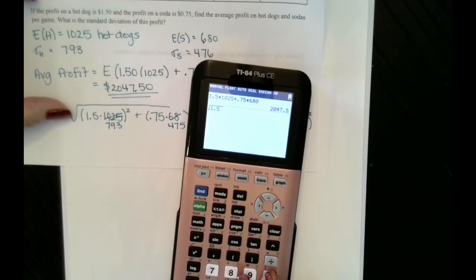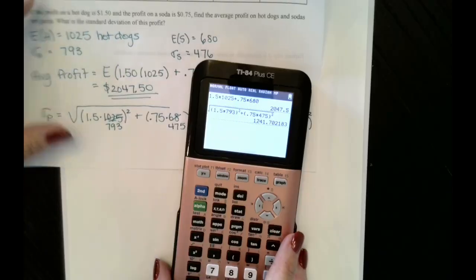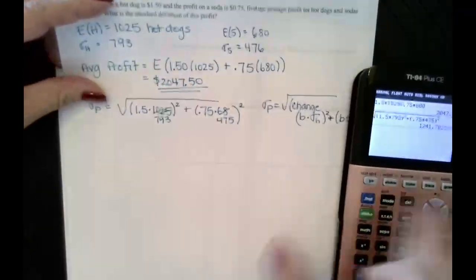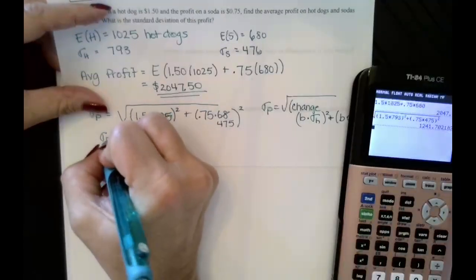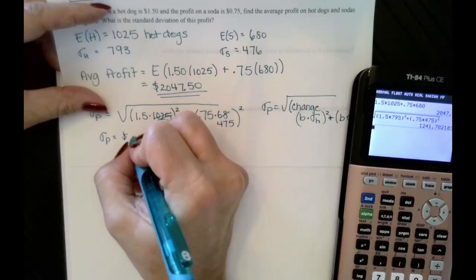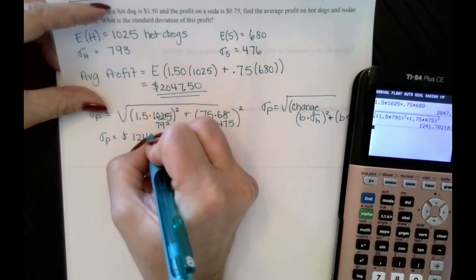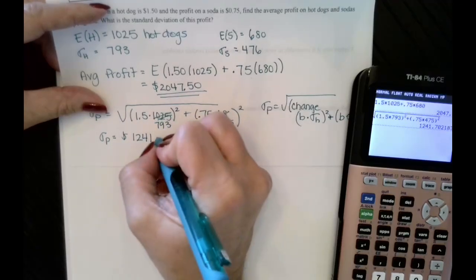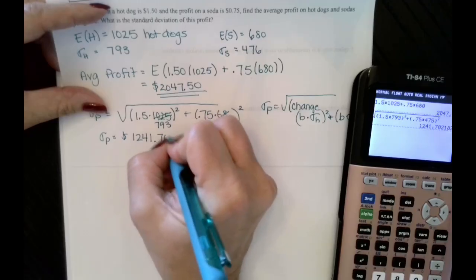So 1.5 times 793 squared plus 0.75 times 475 squared. And that's going to give me my standard deviation of my profit is $1,241.70.